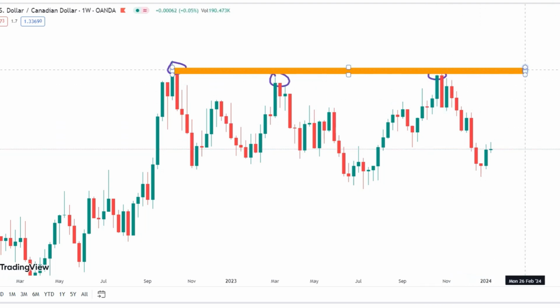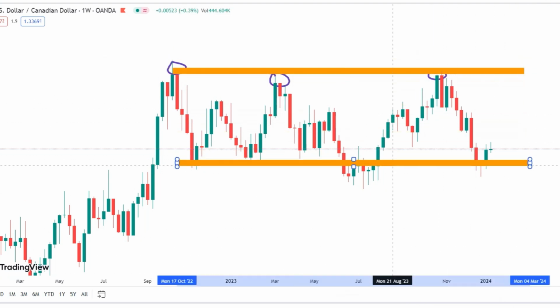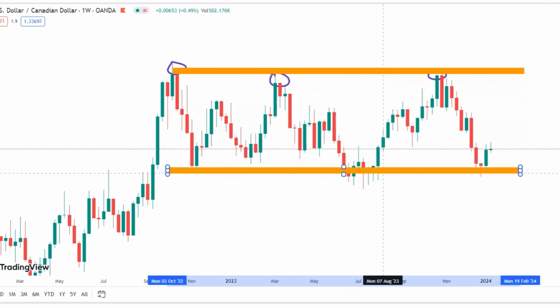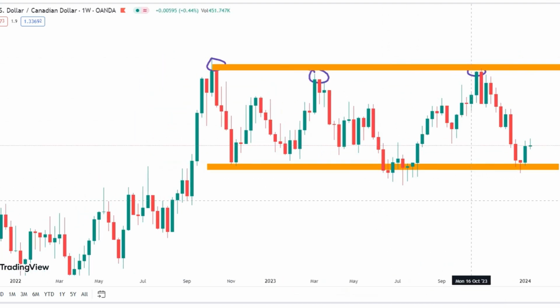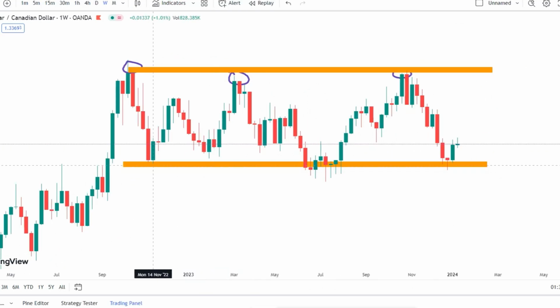All right, so let's see what we're going to do. Let's zoom this one, and you can see here we got another zone right here, which means the market has been moving between this zone right here and this zone right here.